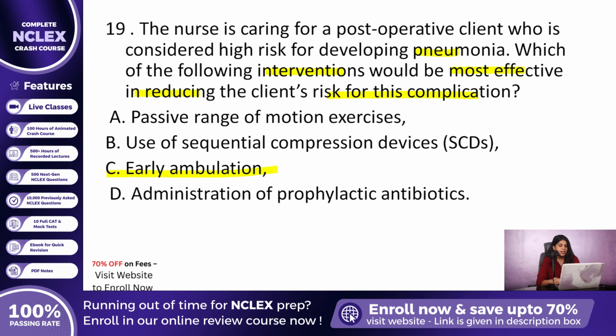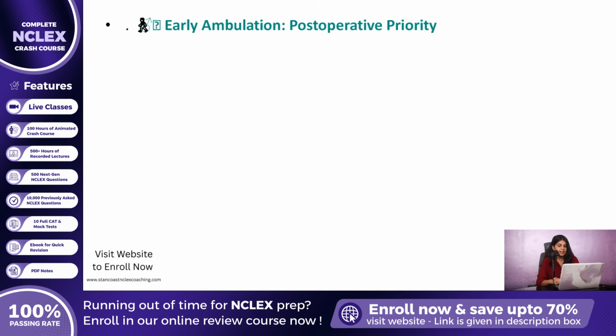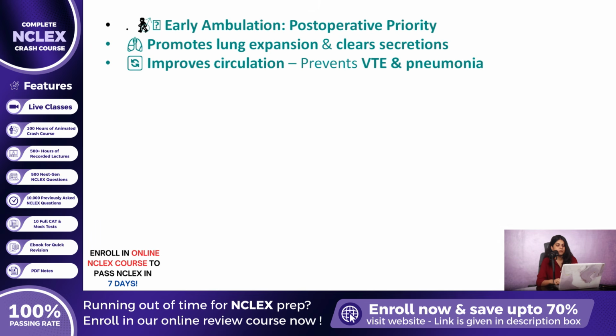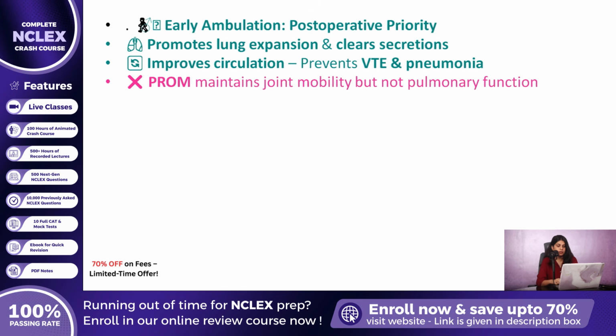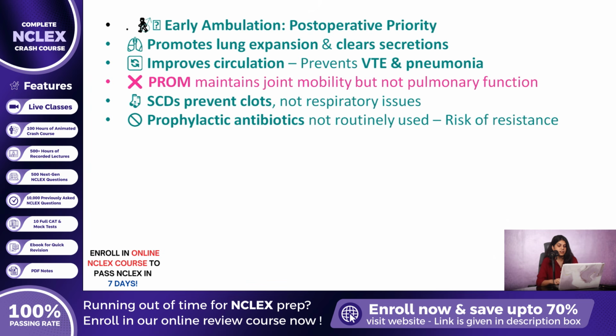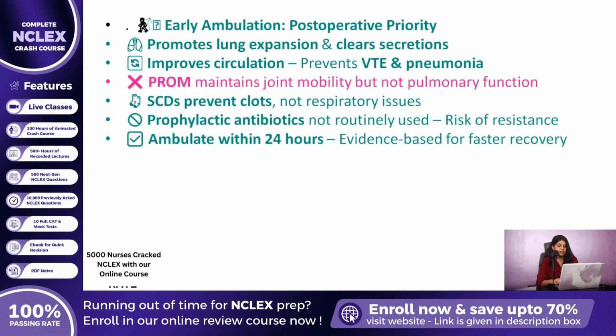Early ambulation. Here is the rationale. Early ambulation significantly enhances lung expansion, facilitates secretion clearance, and improves circulation, making it one of the most effective ways to prevent post-operative pneumonia and venous thromboembolism. In contrast, passive range of motion exercises primarily preserve joint mobility, while SCDs help prevent blood clots but do not benefit respiratory function. Prophylactic antibiotics are not standard for pneumonia prevention and may lead to resistance if used unnecessarily. Ambulating within the first 24 hours post-surgery is a powerful and evidence-based strategy to promote pulmonary hygiene and overall recovery.